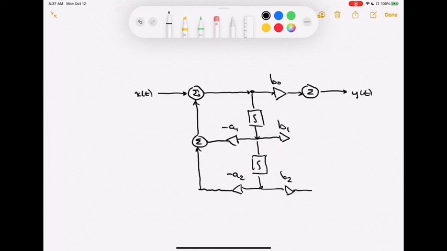And just a reminder, take a look at how easy it is to draw these structures. If you have the original differential equation, you know these coefficients, the B's and A's, and you can immediately draw these down. So this one here is my direct form 2. What I can notice on this particular one is that the number of integrators equals the order of the system. That's a very good characteristic.